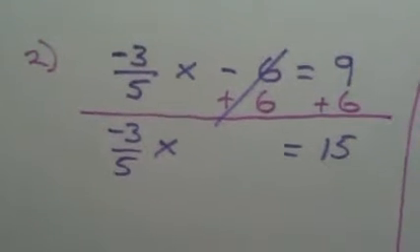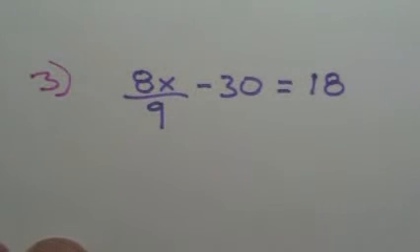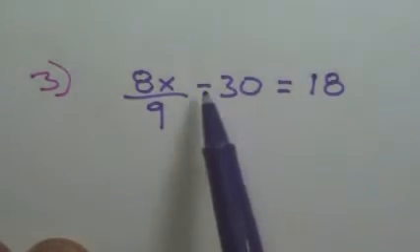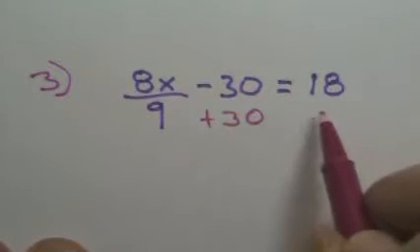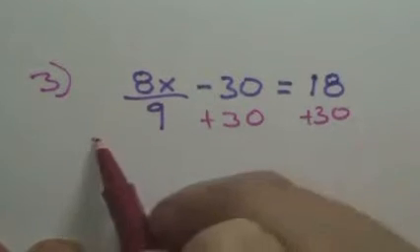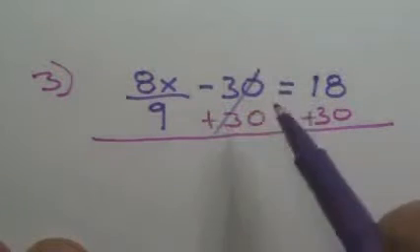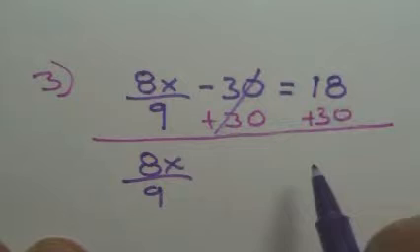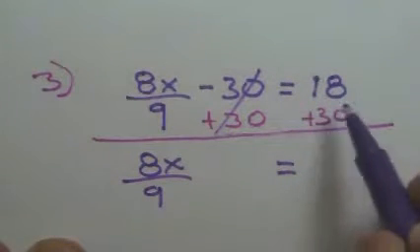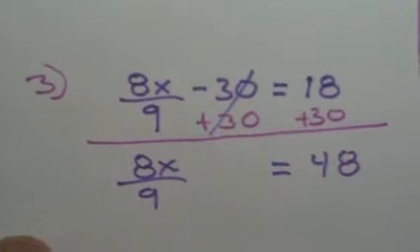Okay, let's go on down to number 3, where we're just doing the first step. So what do I need to do? I want to get rid of minus 30, so I would add 30 to both sides, we have to be fair. That's gone. And 18 and 30 is 48.